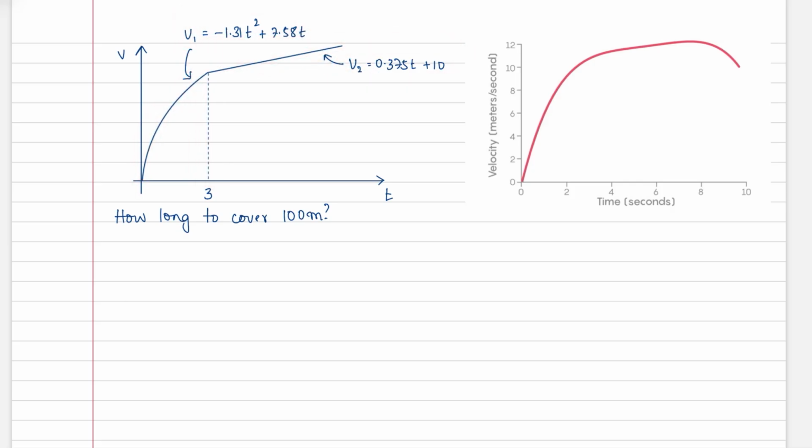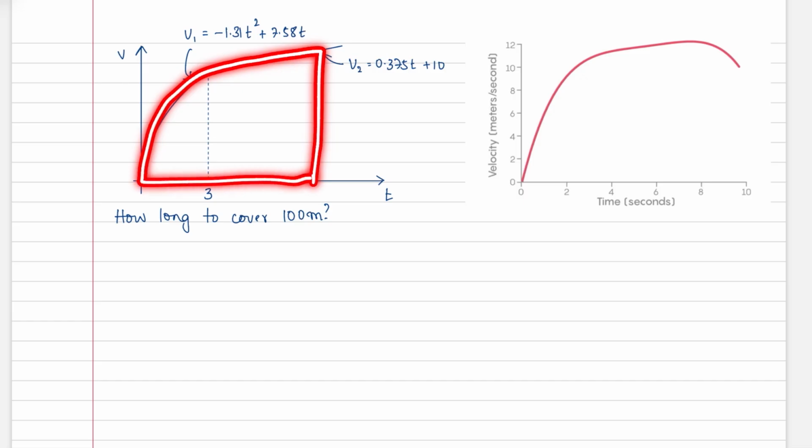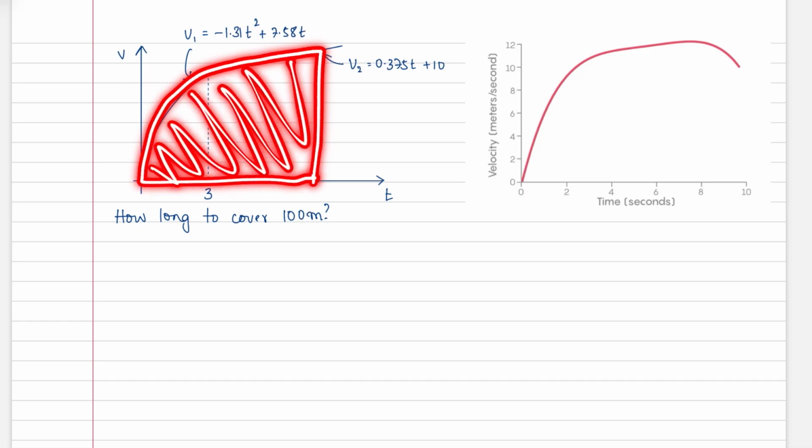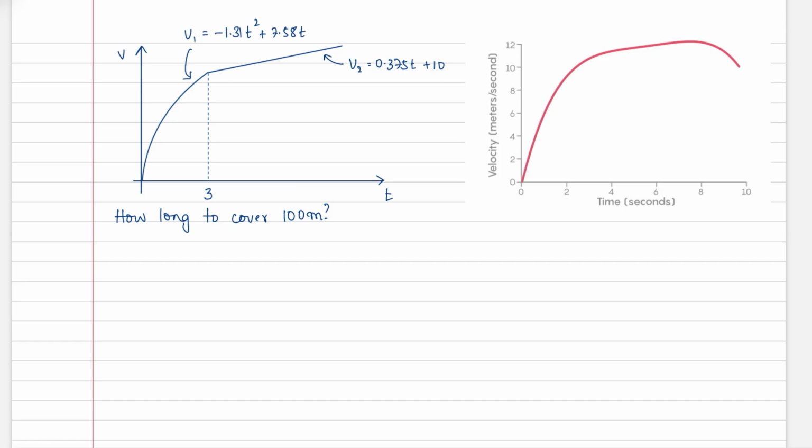We're looking for at what instance t will the area under the graph be 100 meters, right? That's what it means. So how do you approach this? You can pause the video and try it yourself. It's a fun one.